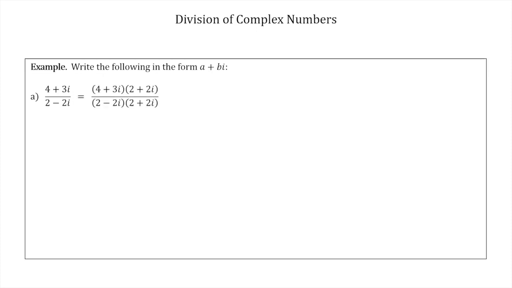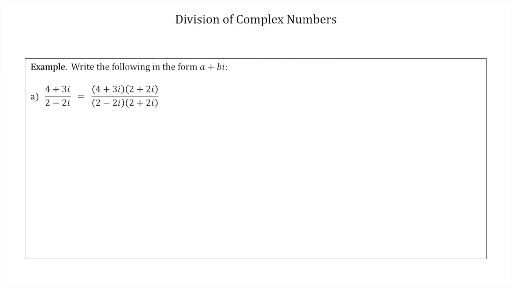So let's take an example. Write the following in the form A plus BI: 4 plus 3i divided by 2 minus 2i. So we're doing a division, but it's written as a fraction, and we want to write it as just some single complex number with a real part and an imaginary part. So what do we do? Well, we multiply by the complex conjugate of the bottom.